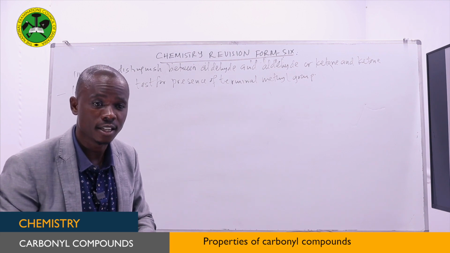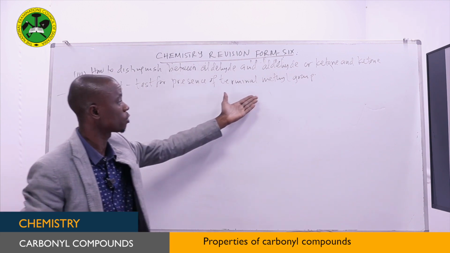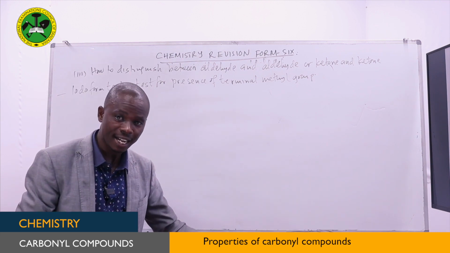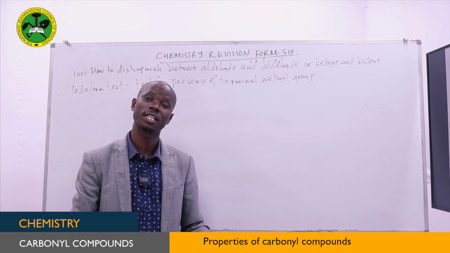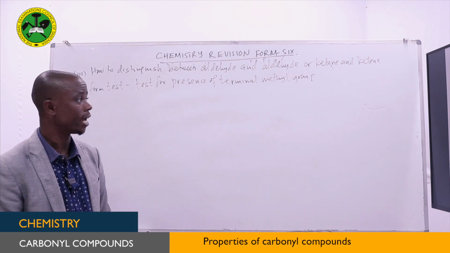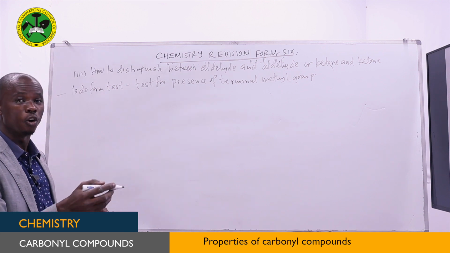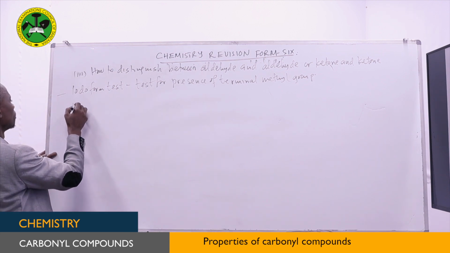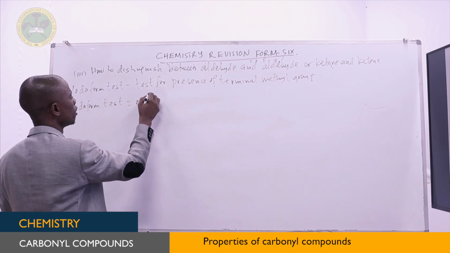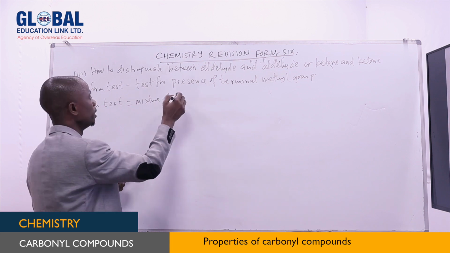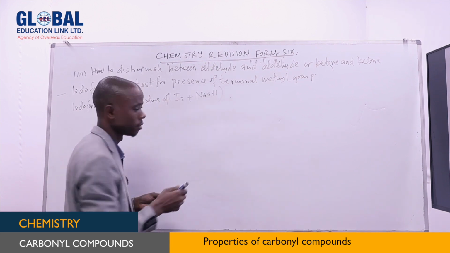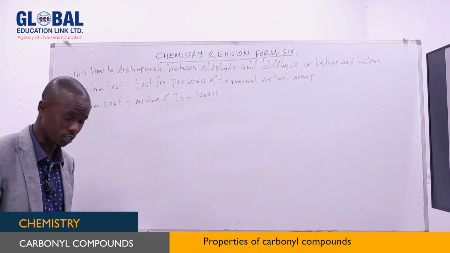The iodoform test is the chemical test which tests for the presence of a terminal methyl group. So if you are given, for example, to differentiate between aldehyde and aldehyde, you just look which one contains the terminal methyl group. That one will give the positive iodoform test. And the iodoform test is the mixture of iodine and sodium hydroxide.